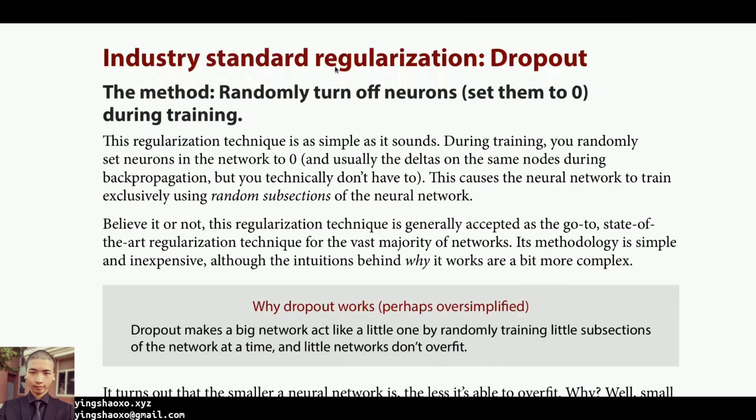Industry standard regularization: dropout. The method randomly turns off neurons, sets them to zero during training. Okay, I don't know that.